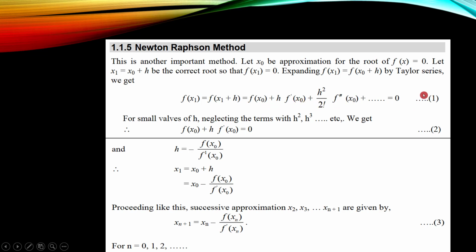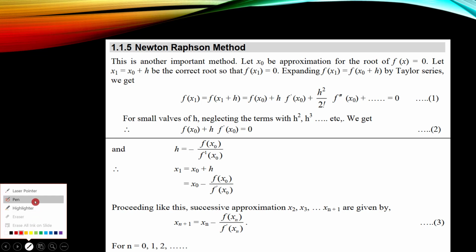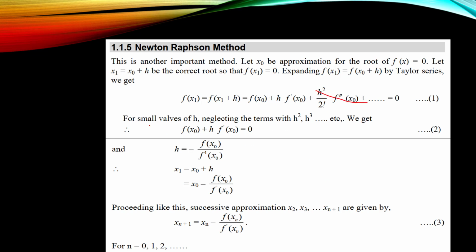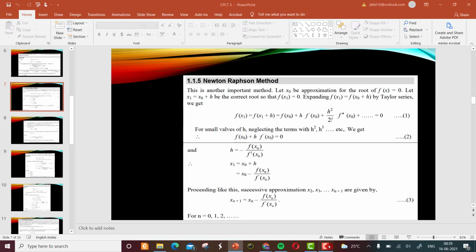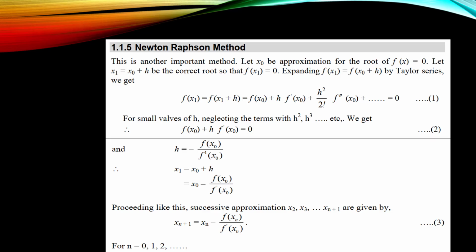You know this Taylor series. So neglecting the higher order terms, like after the h square term, neglecting h square, h cube, etc., for small values of h, we get f of x0 plus h into f dash of x0, which will give you the new solution: f of x0 plus h into f dash of x0 is equal to 0.